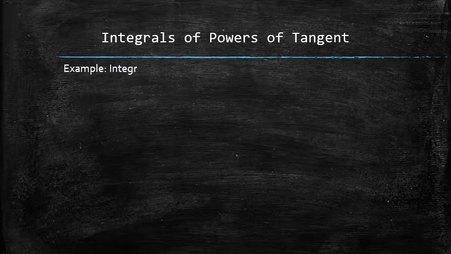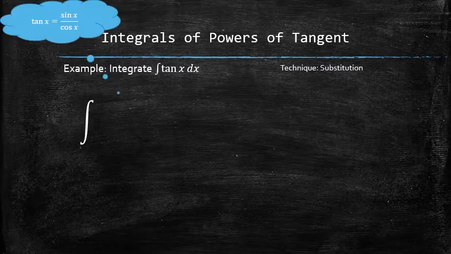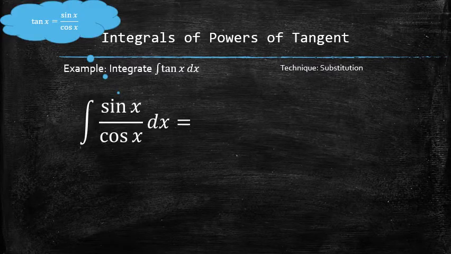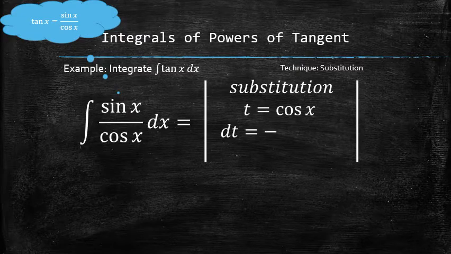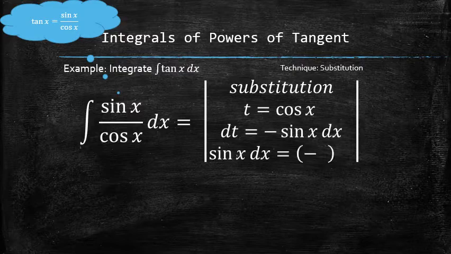Let's find the general antiderivative of the tangent function. Using a trig identity, we are going to rewrite the integrand as the ratio of sine over cosine. Then we set up the substitution by setting a new variable, let's say t, equal to cosine of x, and finding the differential of t.